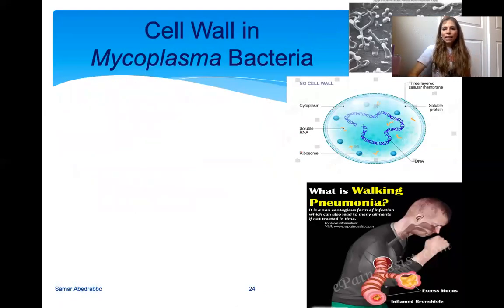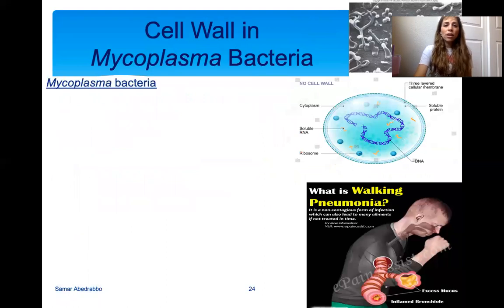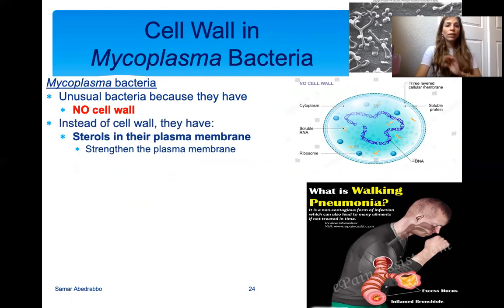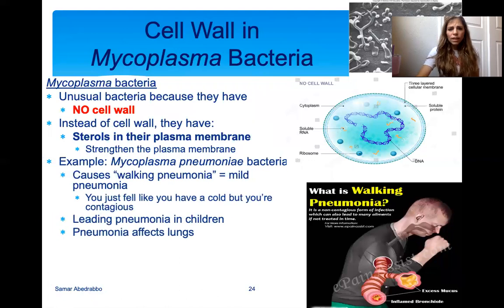Now, Mycoplasma bacteria are different. They're not gram-positive bacteria or gram-negative bacteria. They're unusual bacteria because they do not have a cell wall. So there is no peptidoglycan in Mycoplasma bacteria. Instead of having a cell wall, remember the function of a cell wall is protection, they have these molecules called sterols in their plasma membrane, and these make the plasma membrane strong to protect the cell components even more. So an example of Mycoplasma bacteria is Mycoplasma pneumoniae.